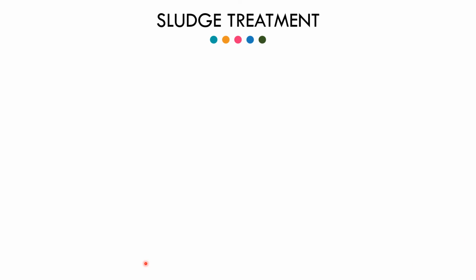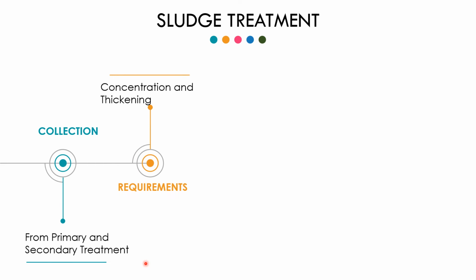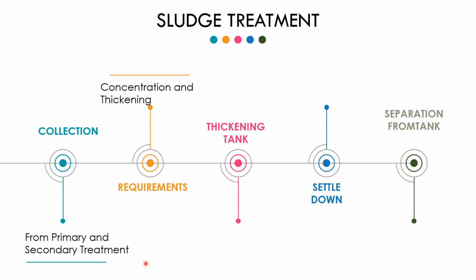In the sludge treatment, the sludges produced and collected during the primary and secondary treatment process require concentration and thickening to enable further processing. It is put into thickening tanks and that allows it to settle down and then be separated from water.